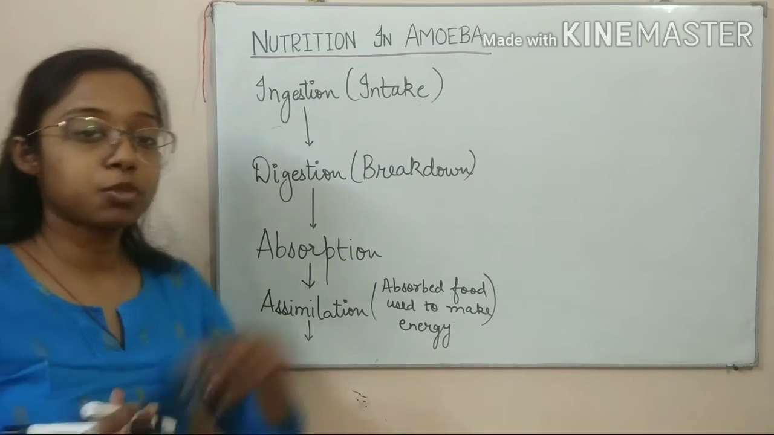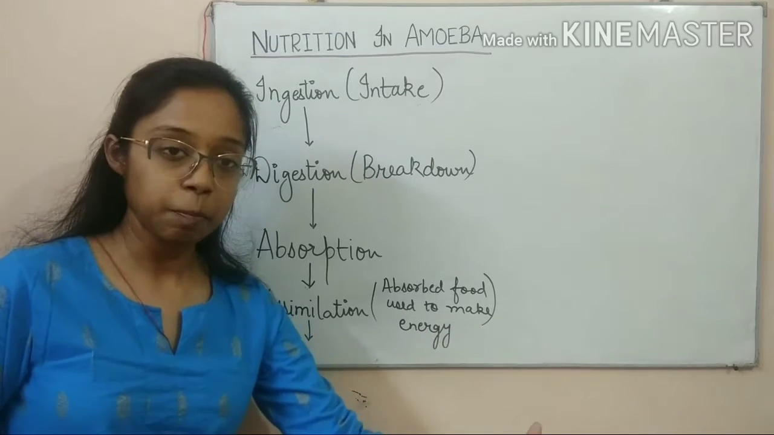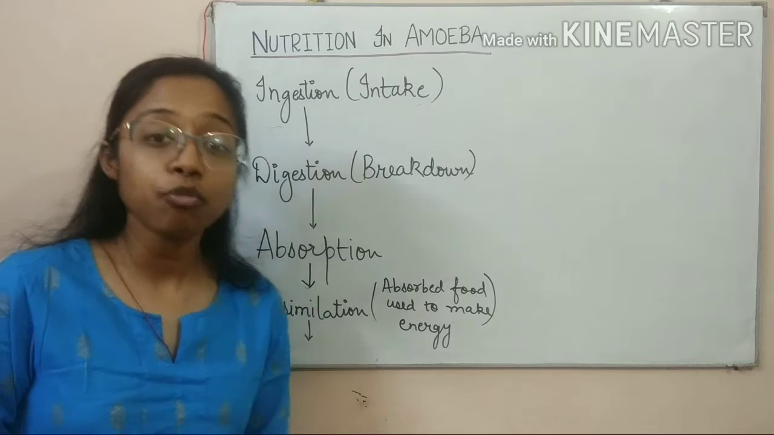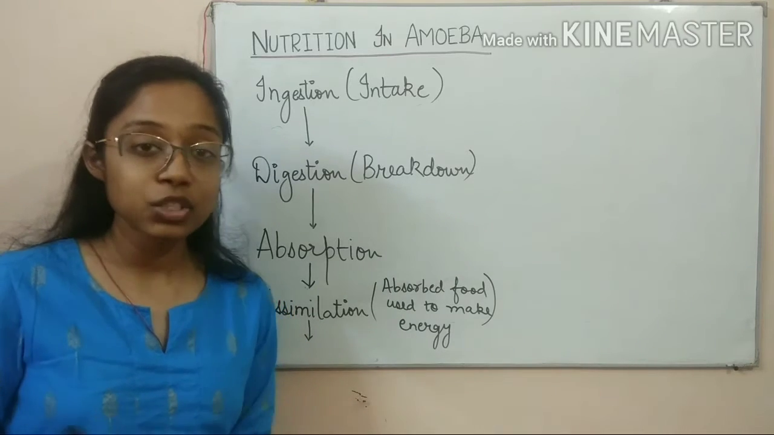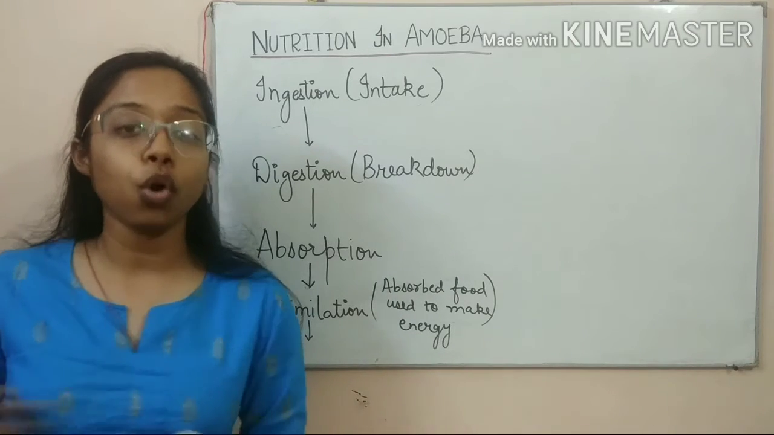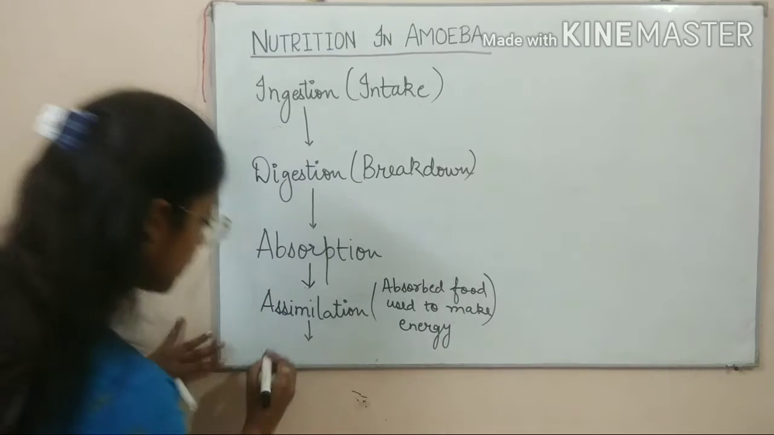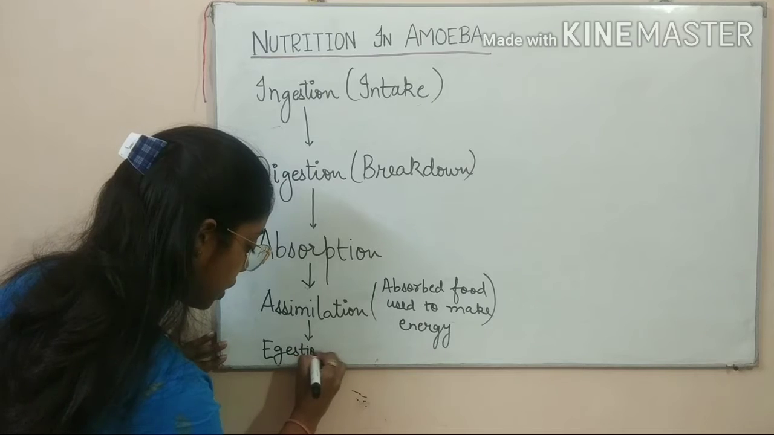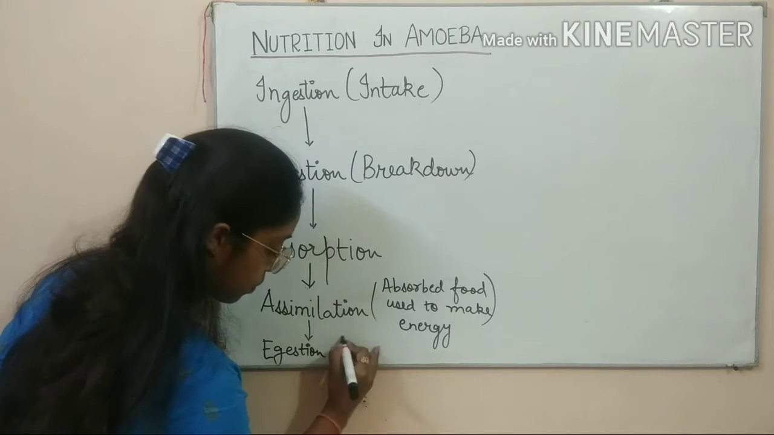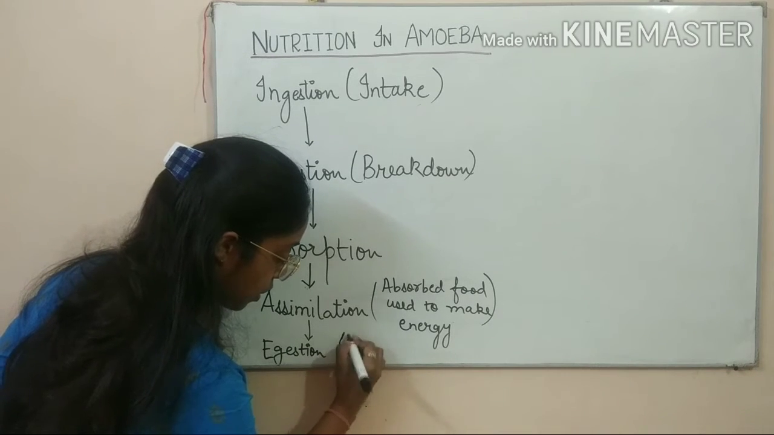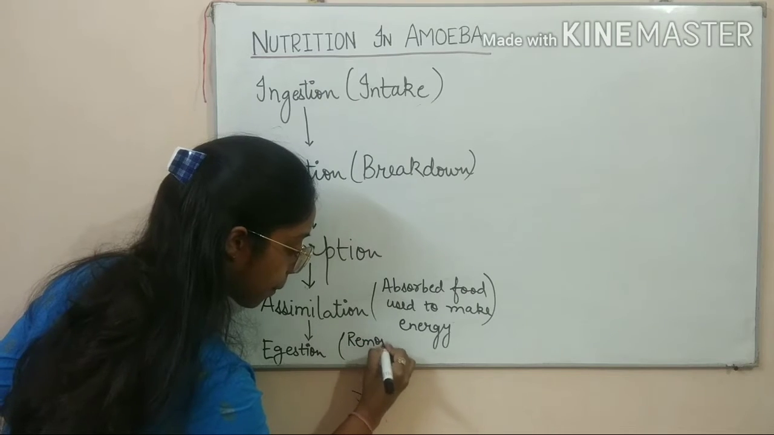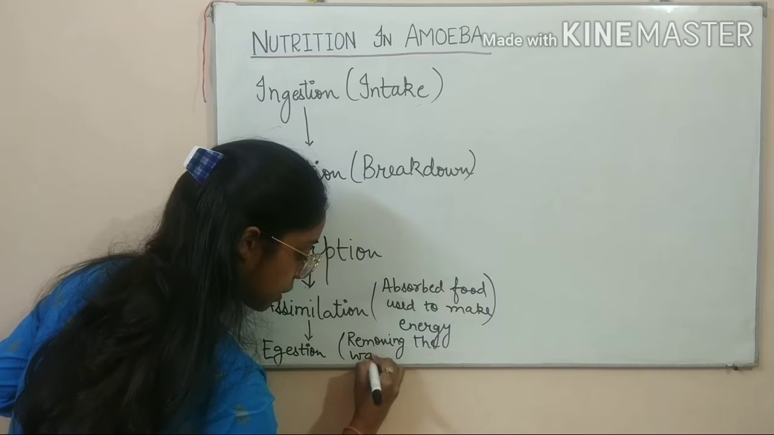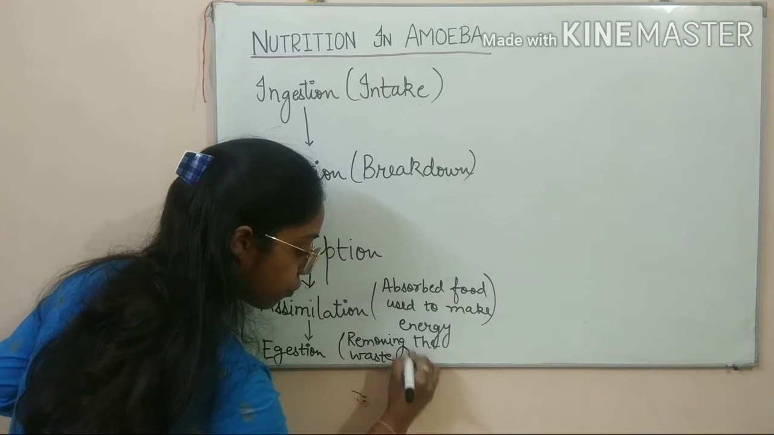After the absorption of useful material, some waste material is left. That waste material is harmful for the body and it has to be removed out of the body. So that process is called egestion. Egestion means removing the waste from the body.